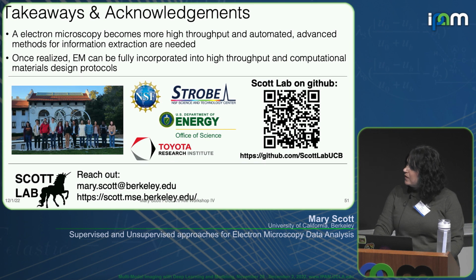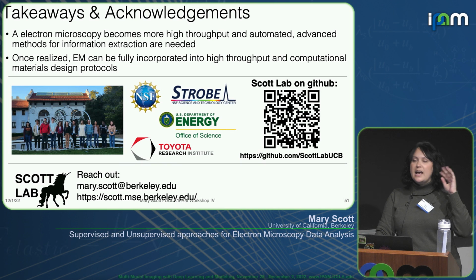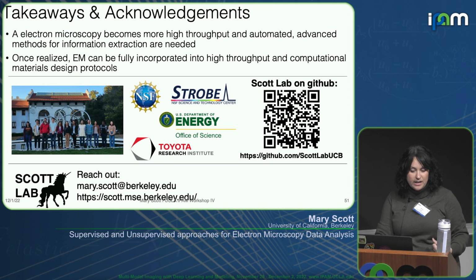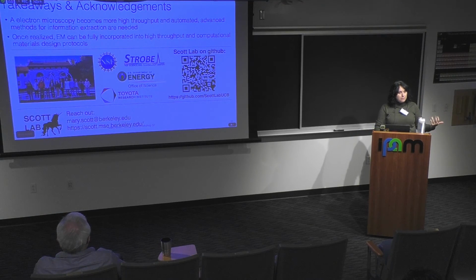So with that, I will conclude. In general, it's an exciting time to be an electron microscopist. Electron microscopy is becoming more and more high throughput and automated, which means that we need these advanced methods for information extraction from these big data sets that we cannot manually analyze. However, once we are able to do this, electron microscopy, I think, will be able to be incorporated into high throughput materials design projects in a way that has not been possible before. So that's really exciting.